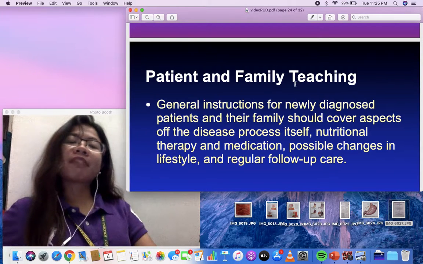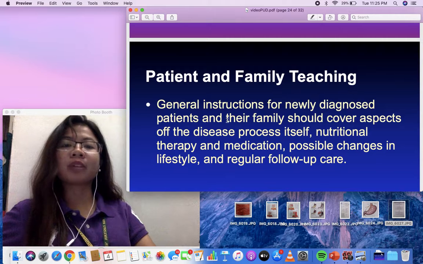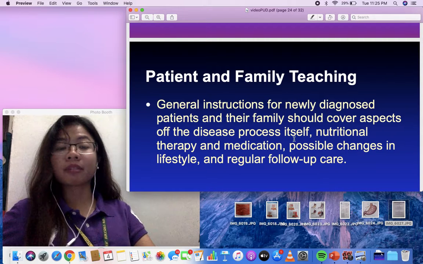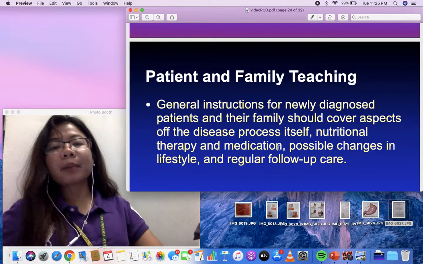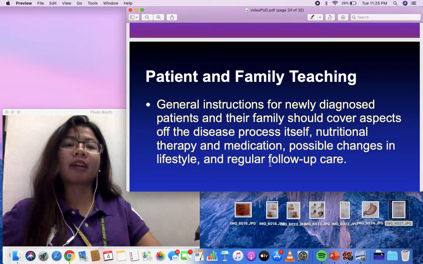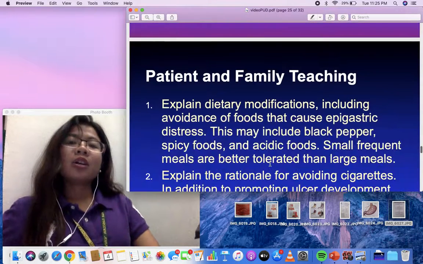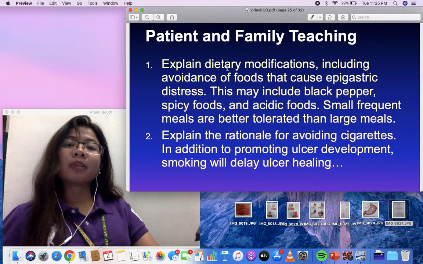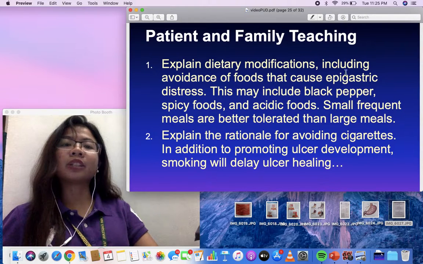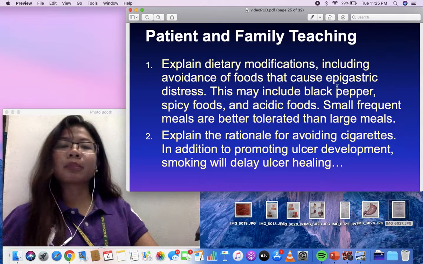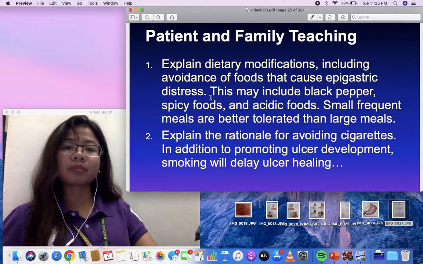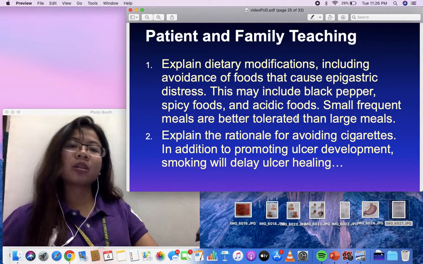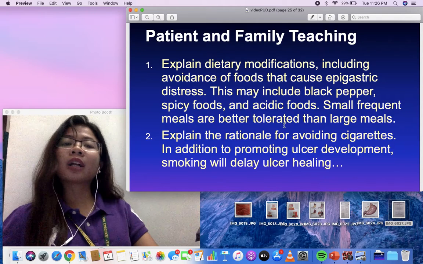Next is for the patient and family teaching. General instructions for newly diagnosed patients and their family should cover aspects of the disease process itself, nutritional therapy and medication, possible changes in lifestyle, and regular follow-up care. So here are the samples for the patient and family teaching. First is explain. We nurses must explain dietary modifications, including avoidance of foods that cause epigastric distress. This may include black pepper, spicy foods, and acidic foods. Small frequent meals are better tolerated than large meals.